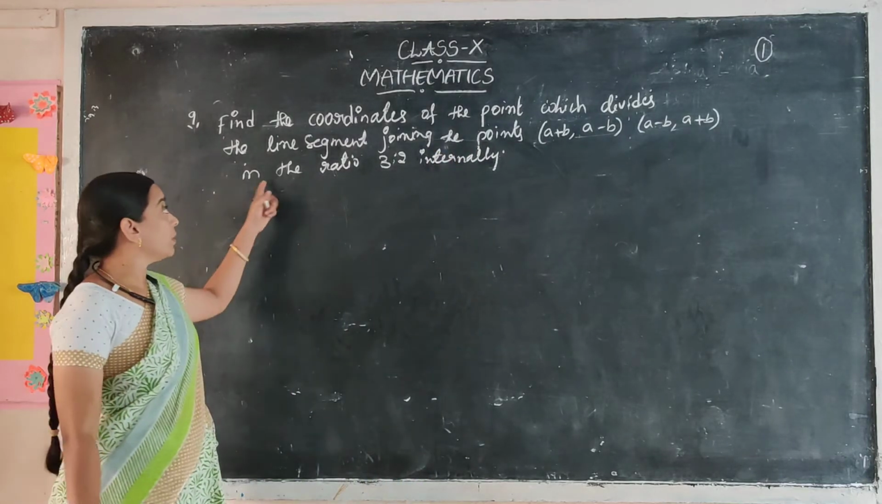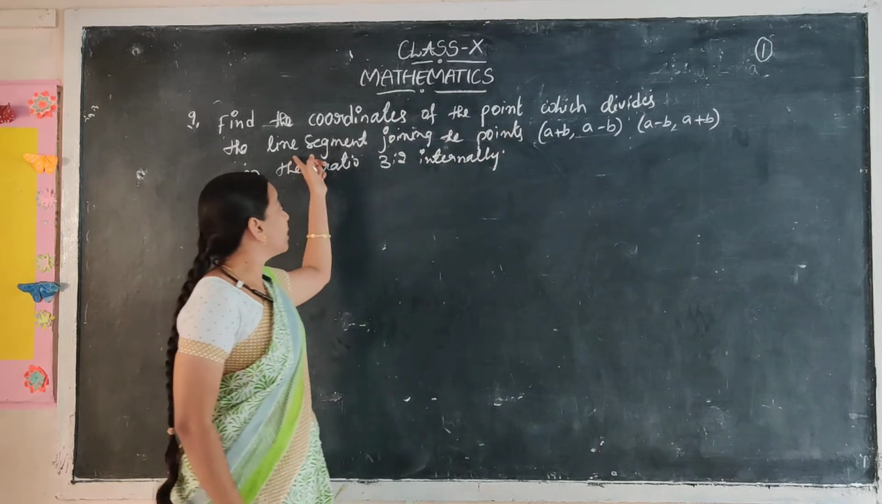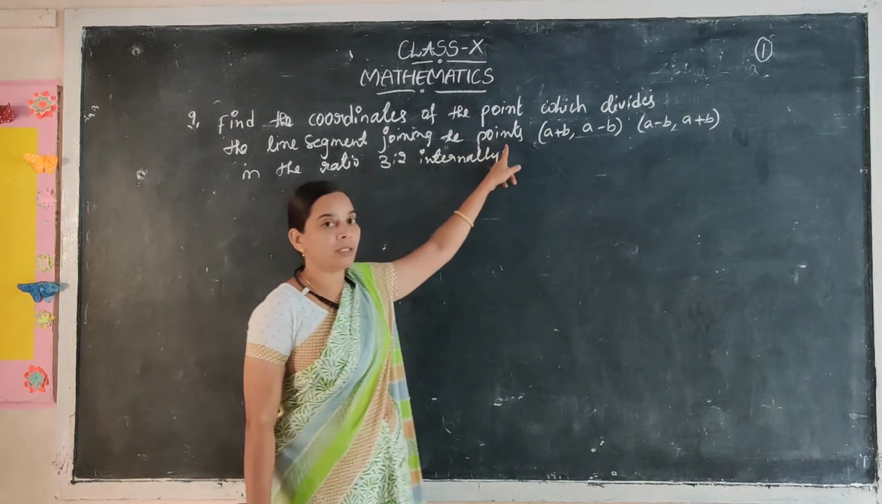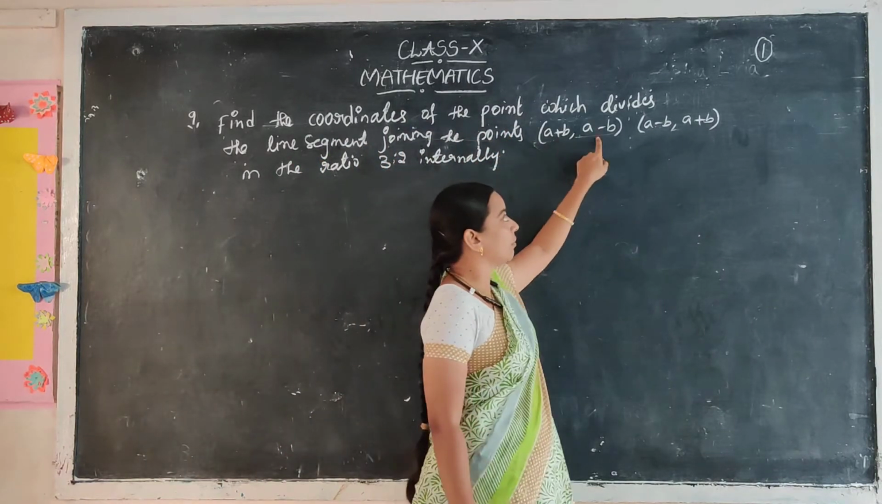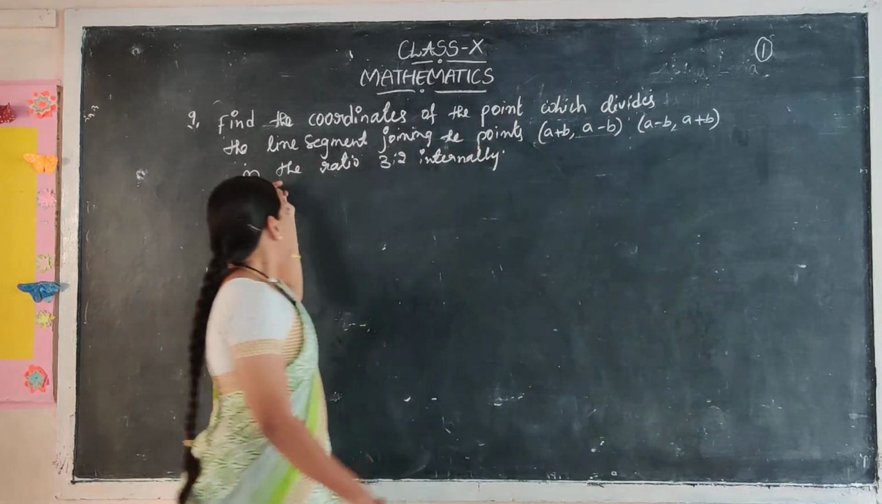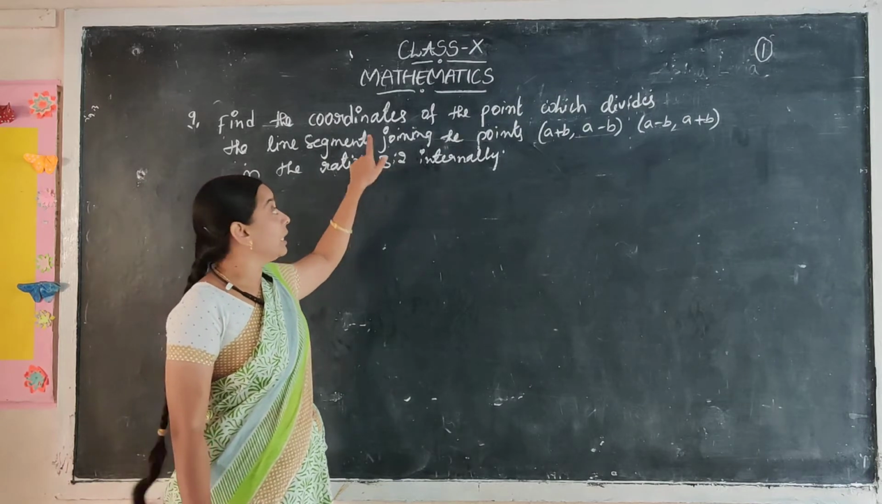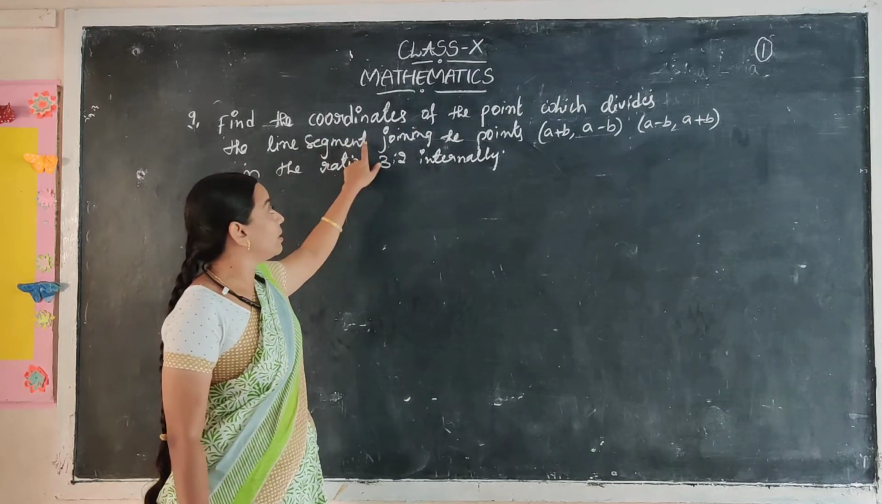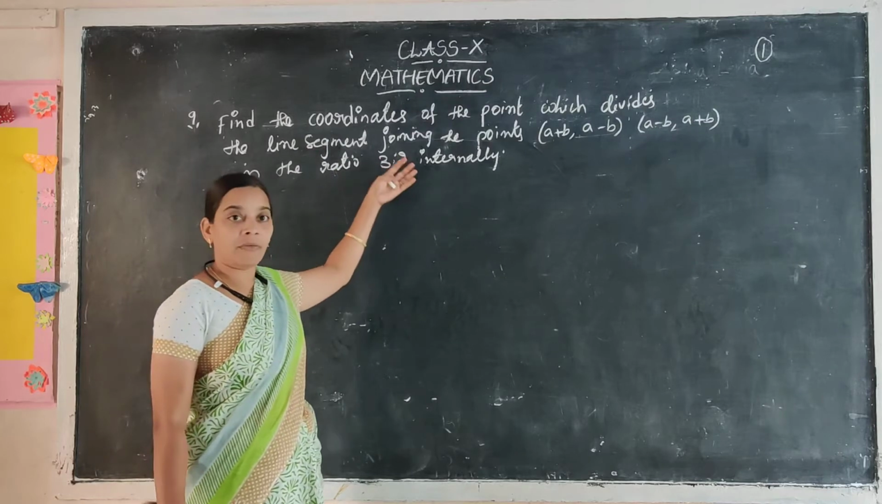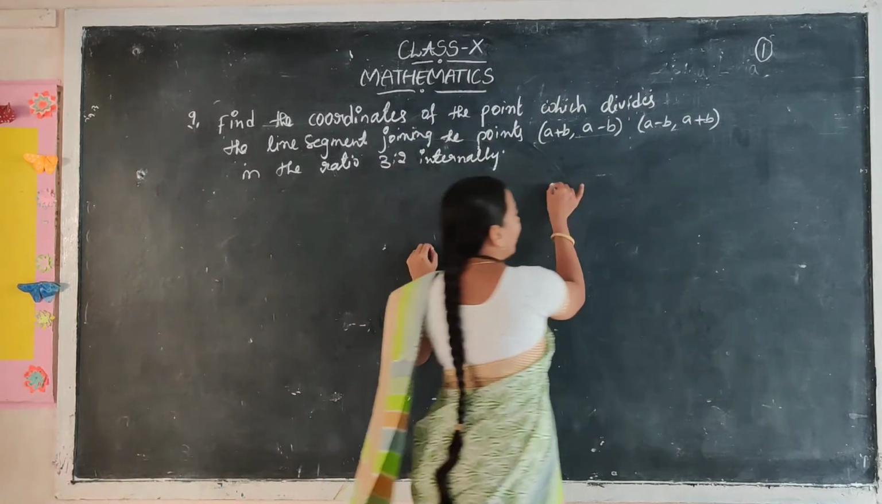Okay. So observe this question. Find the coordinates of the point which divides the line segment joining the points. Two coordinates are given: x coordinate, y coordinate, x coordinate, y coordinate. Two ordered pairs are given, in the ratio 3:2. Ratio means the line segment divides into two parts, 3:2 parts.